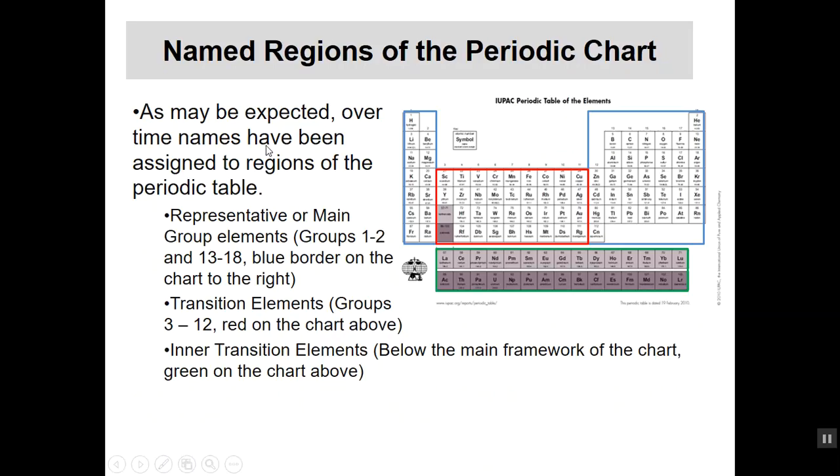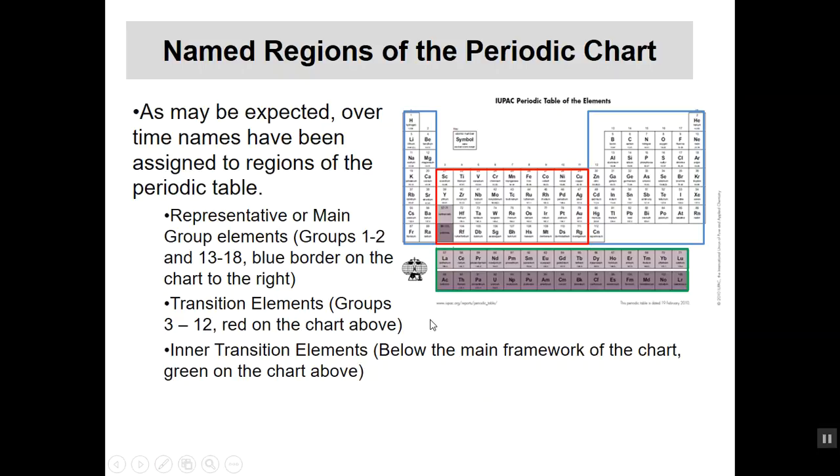And then, as scientists are wont to do, we decided we had to name some parts of the periodic table, so we've done that. The ones that I have boxed out here in blue, so groups 1 and 2, groups 13 through 18, and then actually these elements in here count as well, are called representative or main group elements. Transition elements are the ones in the red box, the ones in here. What they're doing is they're transitioning from S's to P's for some of the higher atomic numbers.